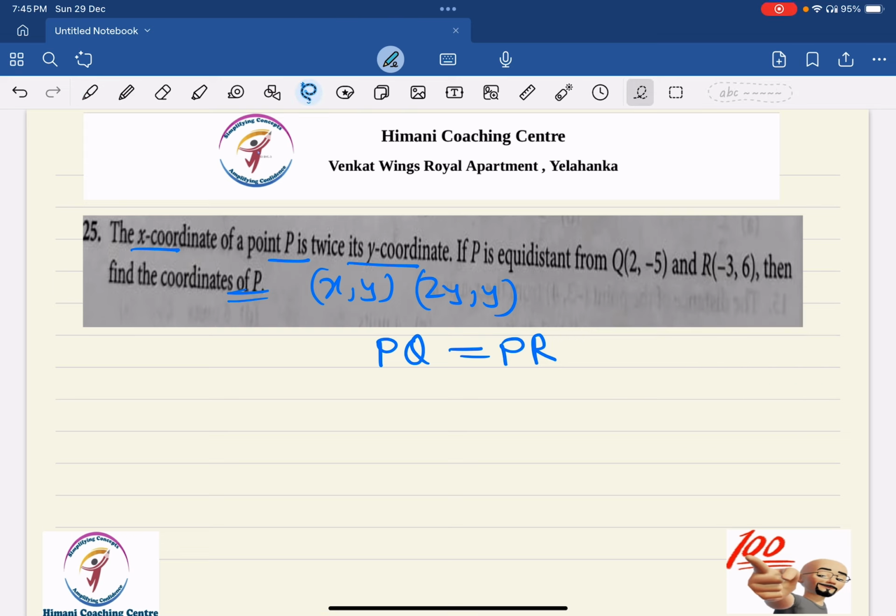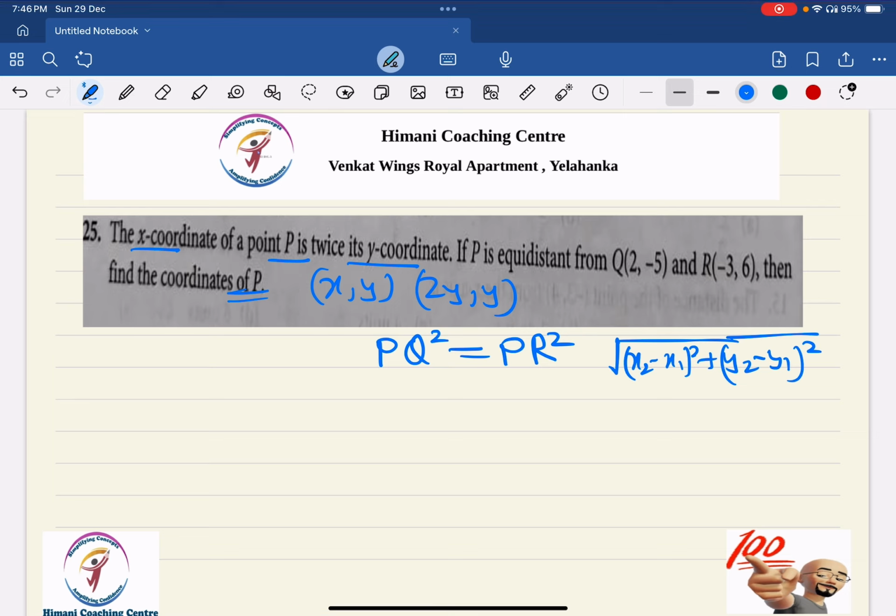Okay. Now we are given, so what is the distance formula? Let us write the distance formula, which is x2 minus x1 square plus y2 minus y1 square. Okay. So if PQ is equal to PR, that means PQ square should be equal to PR square. So I don't need the square root. Square root will go away.